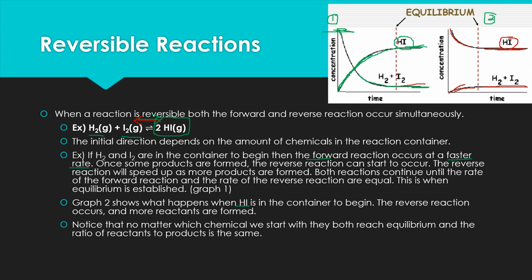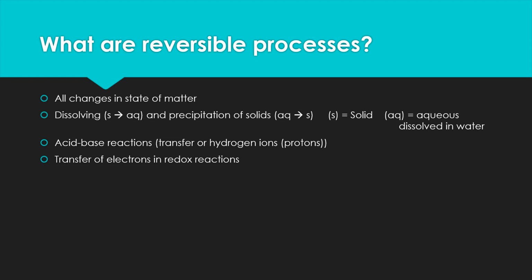Okay, so let's talk a little bit more about that. All right, so what are reversible processes? Any change in the state of matter, so solid melting into a liquid, liquid boiling into a gas, or the reverse of that, a gas condensing to a liquid, or a liquid freezing into a solid, all of those are reversible processes. We can change between them very easily by adding or taking away heat.